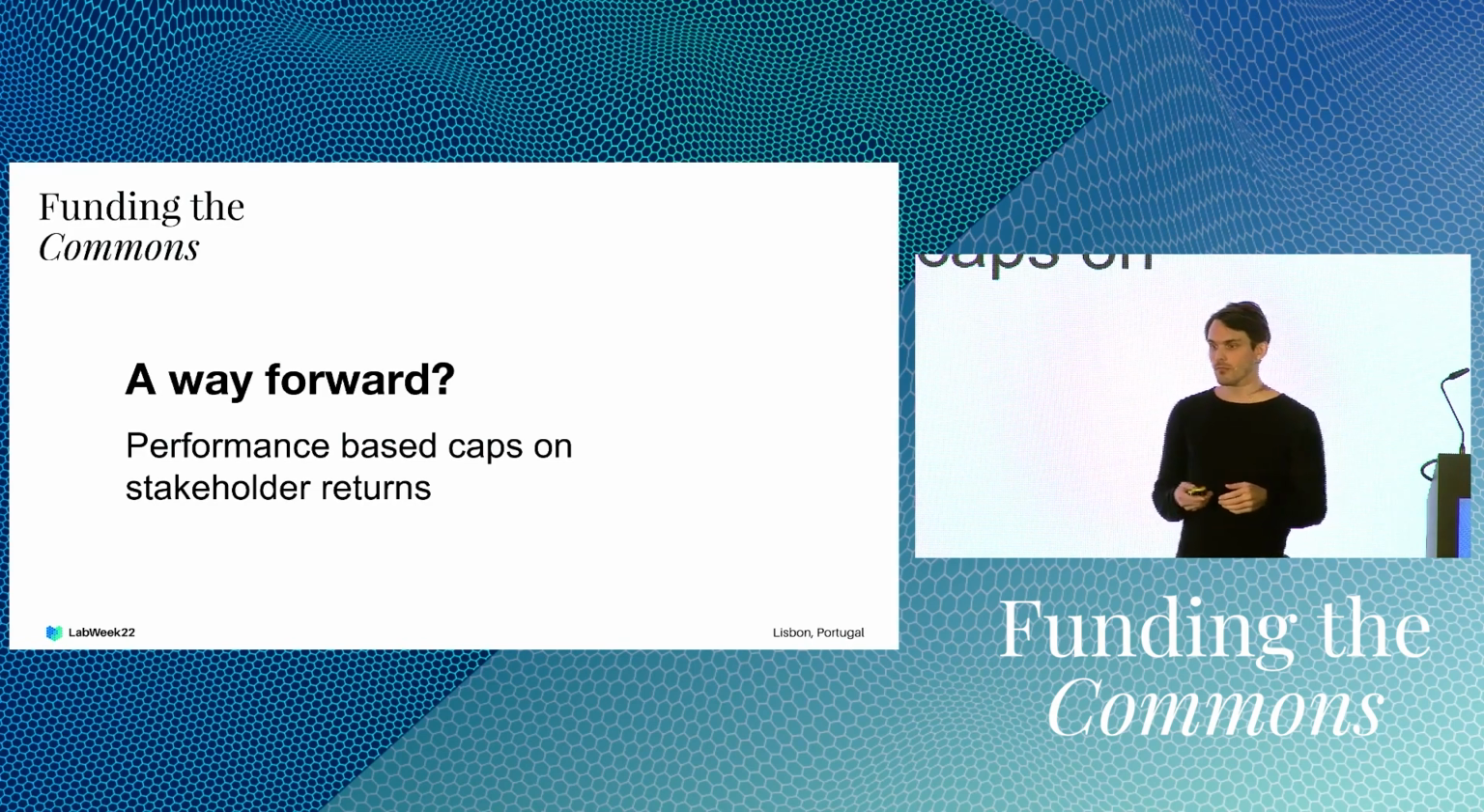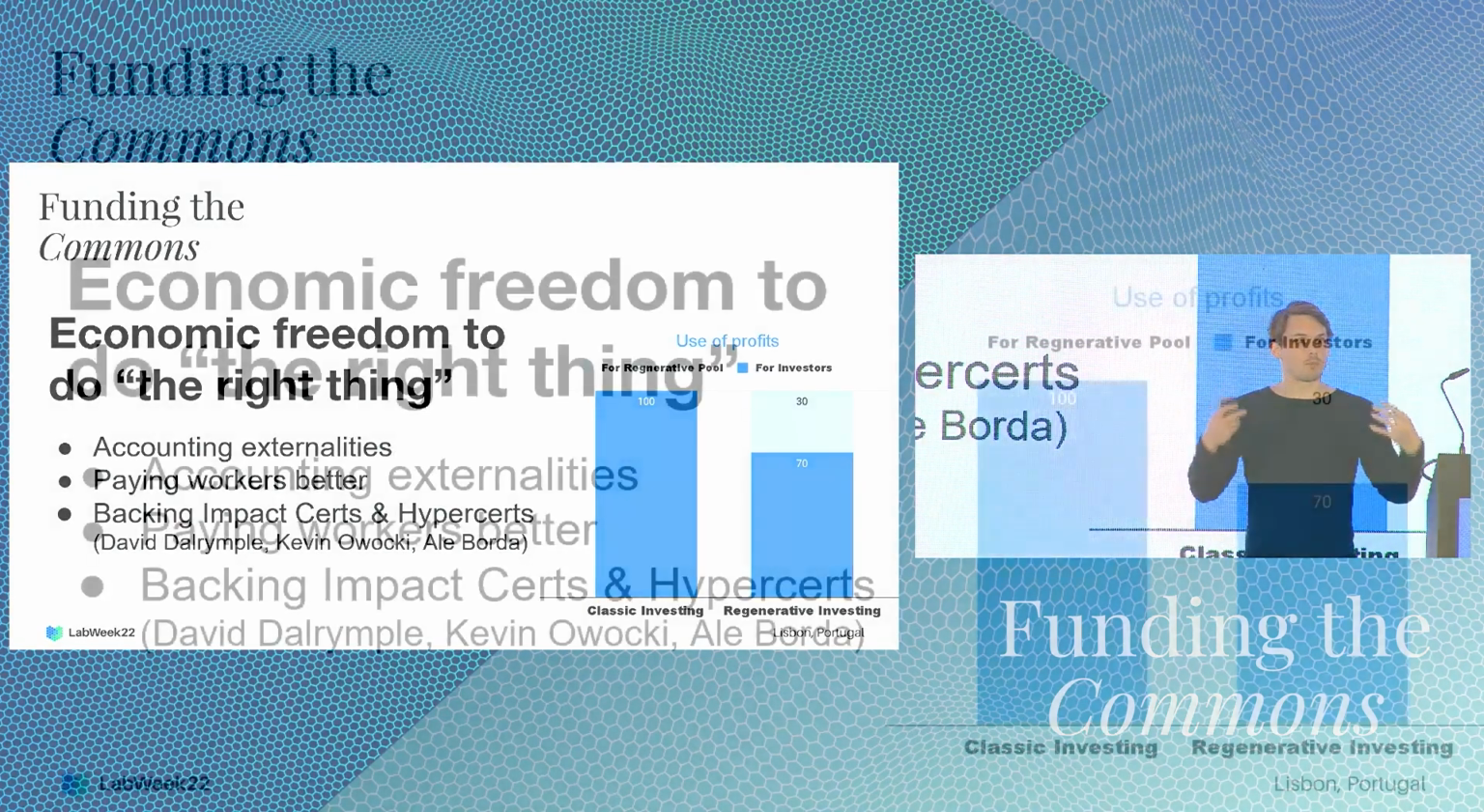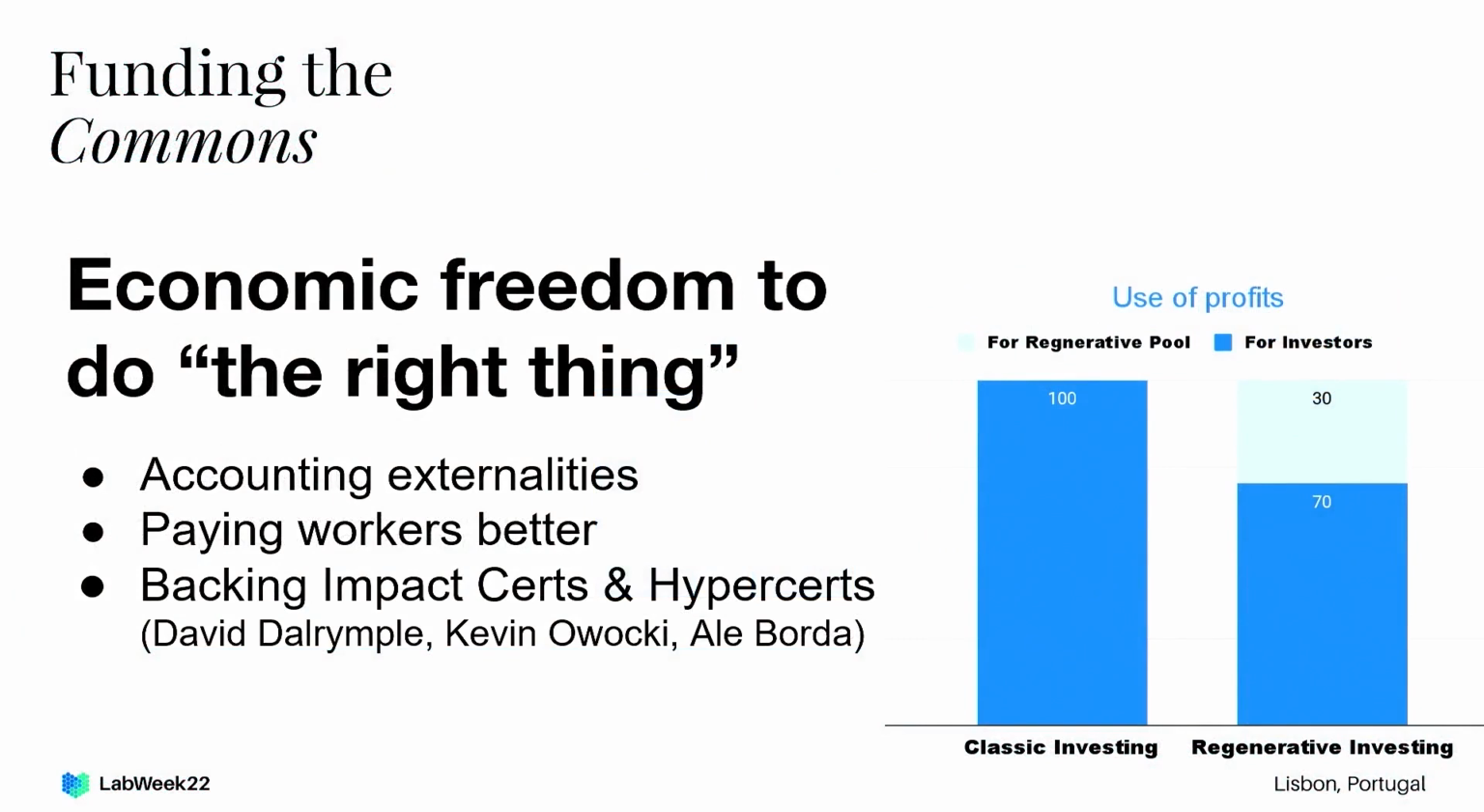And what it also means is that suddenly a company will get more and more economic freedom to do the right thing, which means it suddenly has capital that is extra, that cannot be claimed by individual investors, team members, or general stakeholders, that then can be used for things like accounting for the externalities that the company produces while operating, paying workers better, for example, or what I'm particularly excited about, becoming funders and backers for impact certificates and hypercerts.